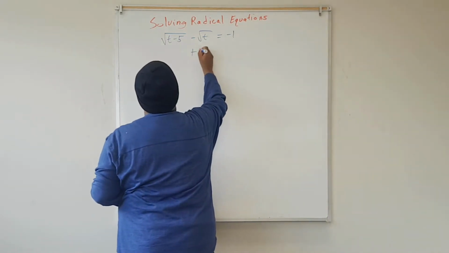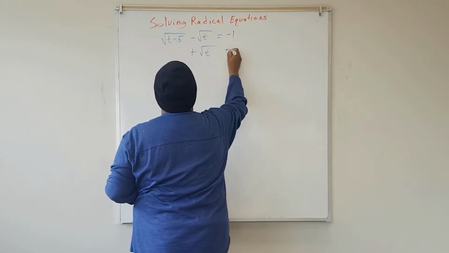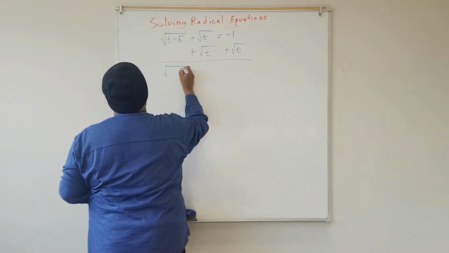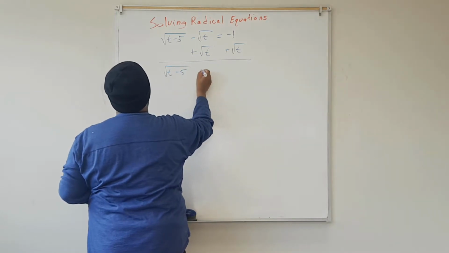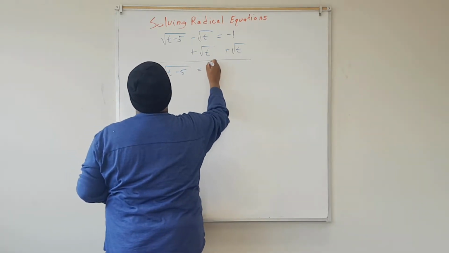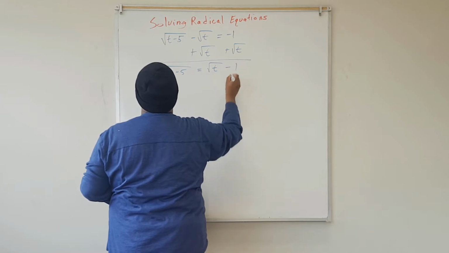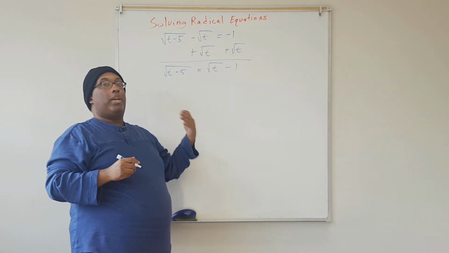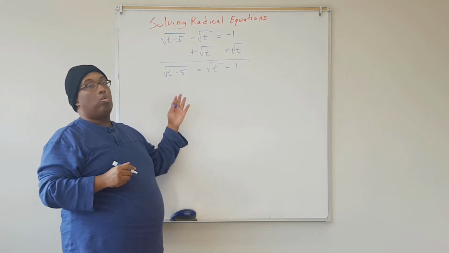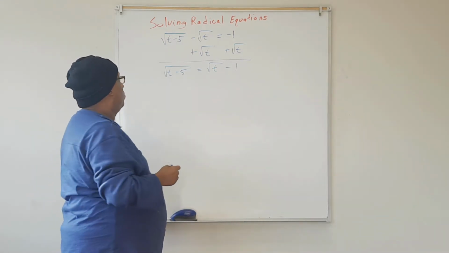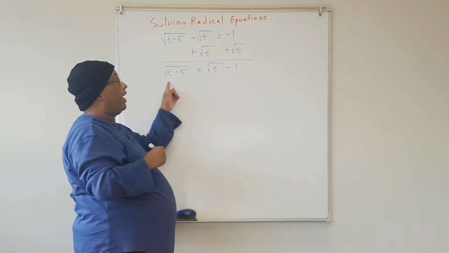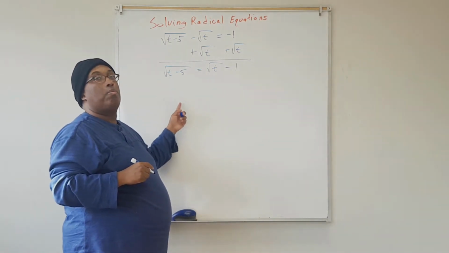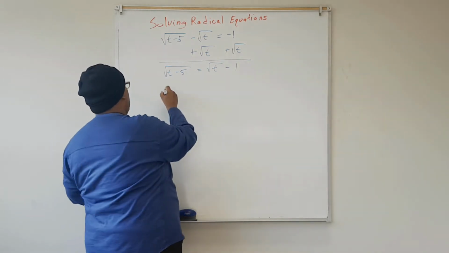So adding square root t to both sides, square root t minus 5 equals square root t minus 1. Notice I put the constant at the end. That's going to make it easier to work with later, which is right now. Because now that we have the radical isolated, we need to get rid of the radical by squaring both sides.